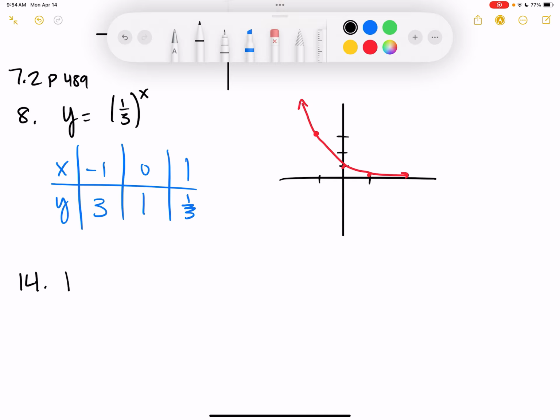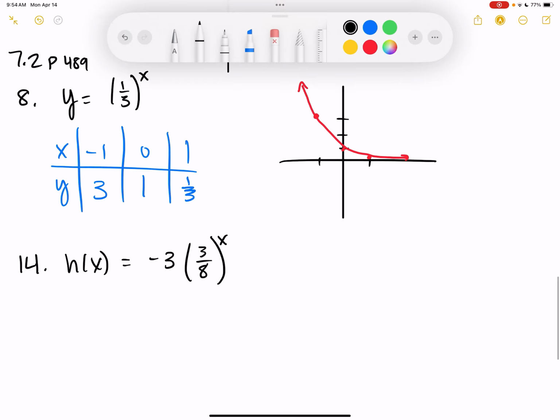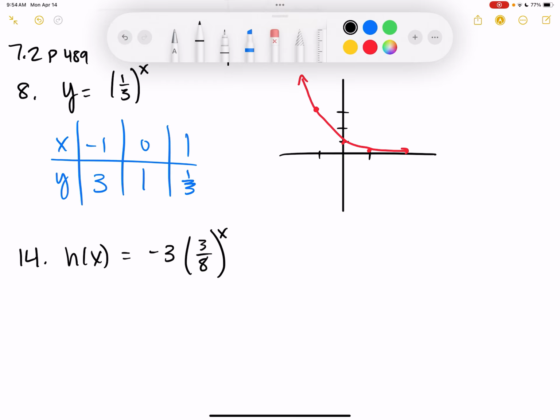Number 14. H of x equals -3 times 3/8 raised to the x. So this one's probably going to end up being kind of weird because there's a negative being multiplied in front here. What does a negative usually do? Flip it, reflect it. So -1, 0, and 1.